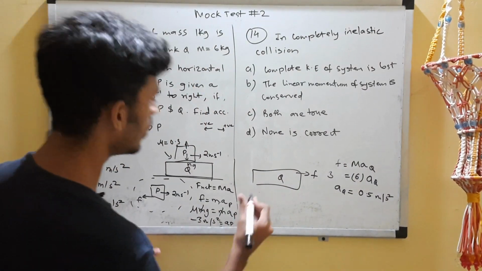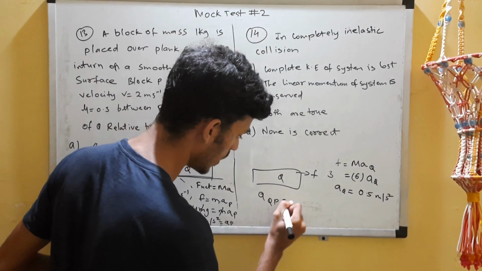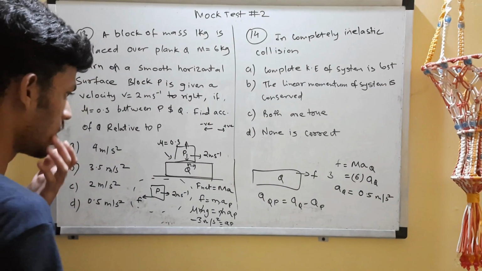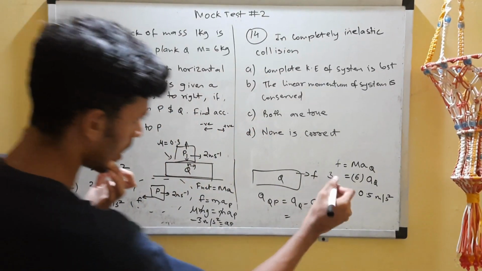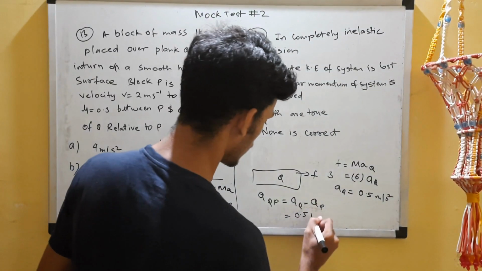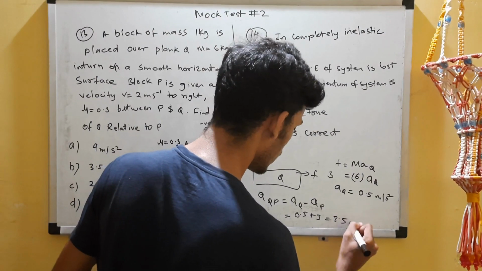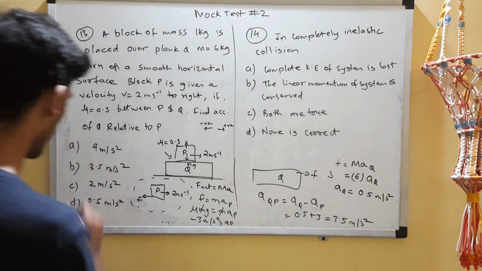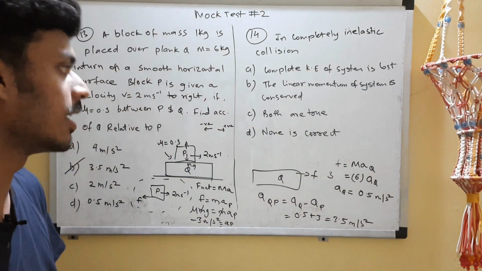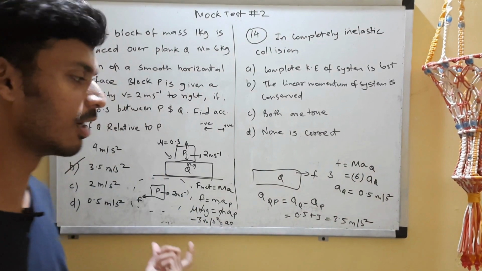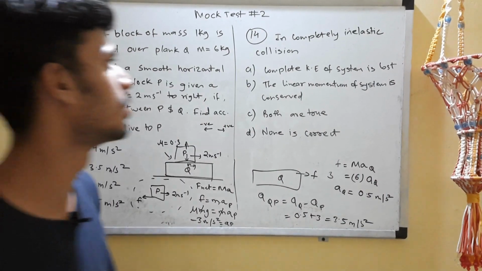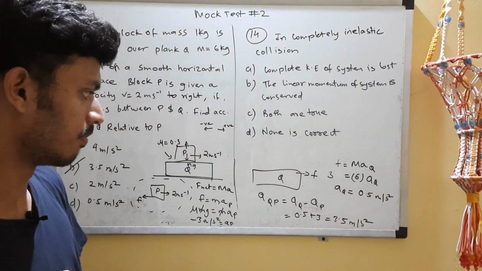Basically you are supposed to find acceleration of Q relative to P, which means acceleration of Q minus acceleration of P. This is the formula for relative motion. So acceleration of Q is 0.5, and acceleration of P is minus 3. Keep it with the sign, so that will become plus 3. So the answer is 3.5 meters per second square, which is option B. So study their motion separately, F net equals ma, get acceleration from both of those formulae, and then substitute it in the relative acceleration formula.